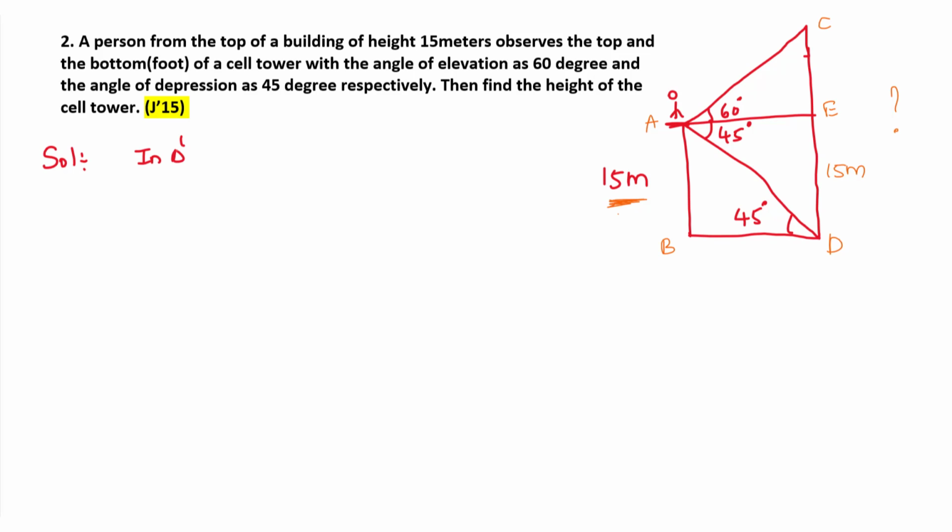In triangle ABD, we have tan 45 as opposite is AB by adjacent is BD. Tan 45 value is 1 and AB is given as 15. BD is what we don't know. So BD is equals to 15 meter.